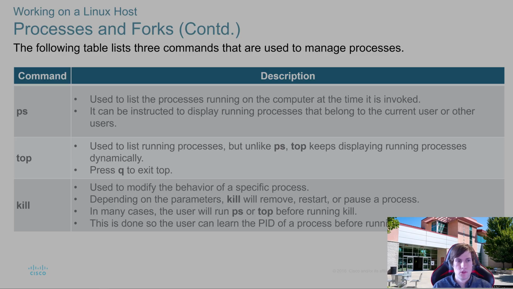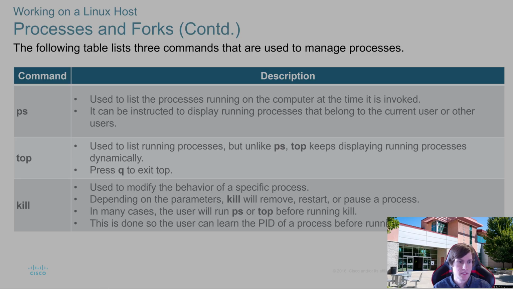So the following table lists 3 commands that are used to manage processes. So kill is how we turn off our commands, or our processes. It's kind of the equivalent of going into Task Manager and doing end task. It's how you put a process down, and then PS is used to list the processes. So it's kind of your LS, right? So we see our list of files.